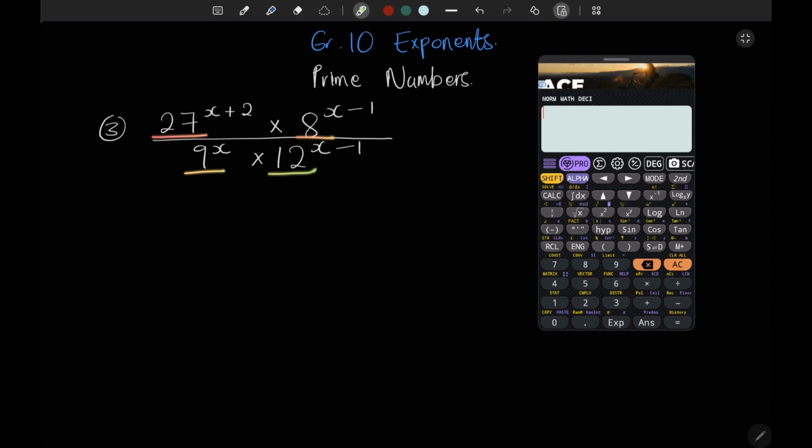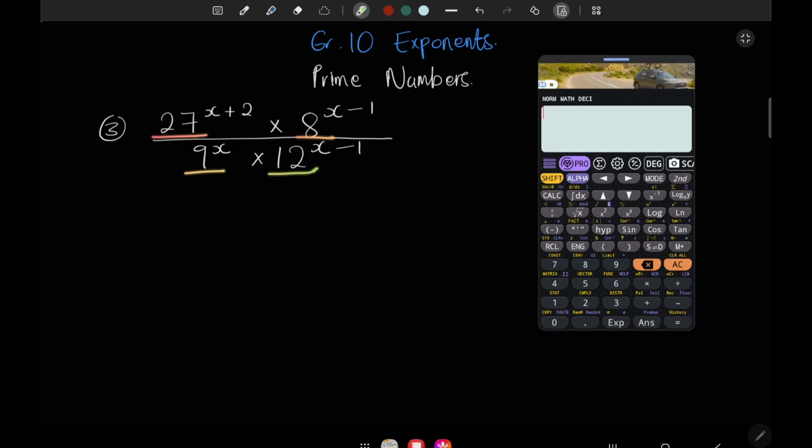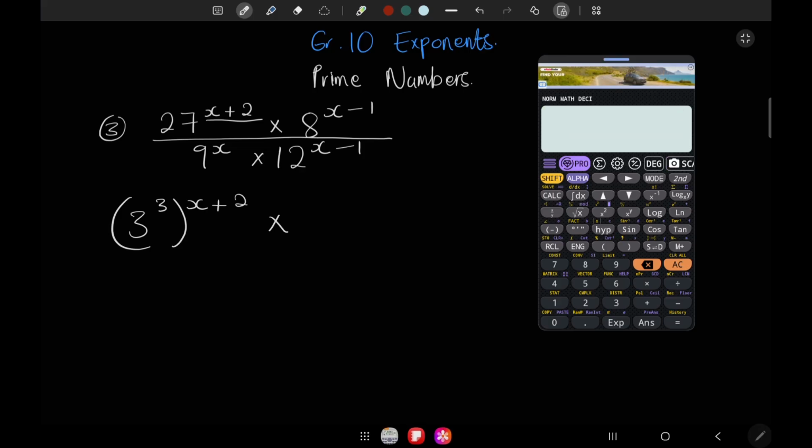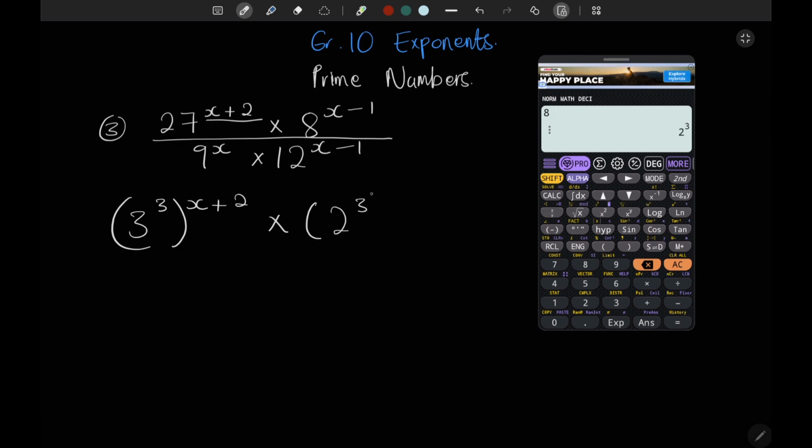So when we're stuck, we can try to write these numbers as a product of their prime factors. Let's start with 27. We punch 27 in a calculator, shift fact, and you get 3 cubed. So this is 3 cubed in a bracket. Let's account for this x plus 2. Times 8. Can 8 be written as a product of its prime factors? Let's check. 8, shift fact, we get 2 cubed. Let's account for the x minus 1.